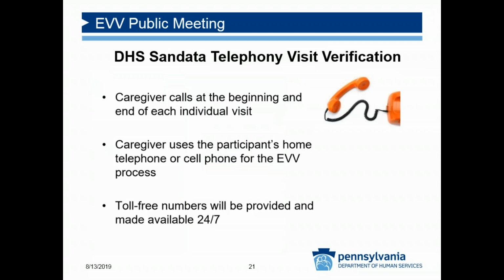The other option for the caregiver to use is telephony visit verification. For the DHS Sandata version, the caregiver calls at the beginning and the end of each individual visit. The caregiver uses the participant's home telephone or can use a cell phone for the EVV process. And toll-free numbers will be provided and made available 24/7.